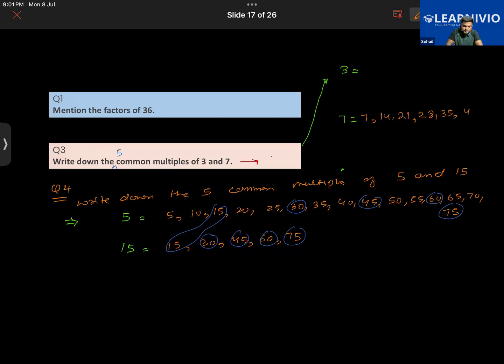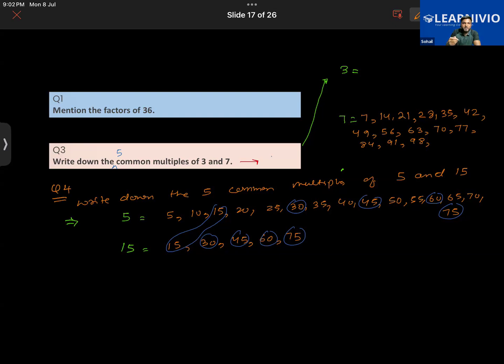Yes. 7 ones are 7, 7 twos are 14, then 21, then 7 fours are 28, then 7 fives are 35, then 7 sixes are 42, then 7 sevens are 49, then 7 eights are 56, then 7 nines are 63, then 70, then 77, 84, then 91. Then 98.